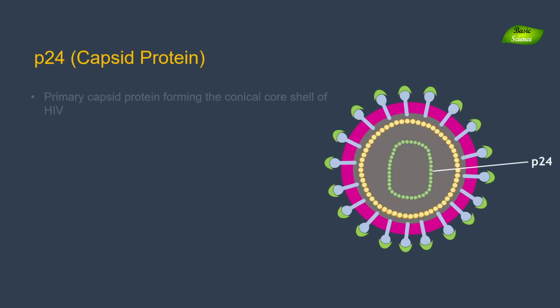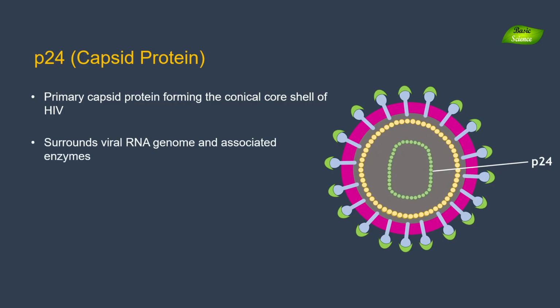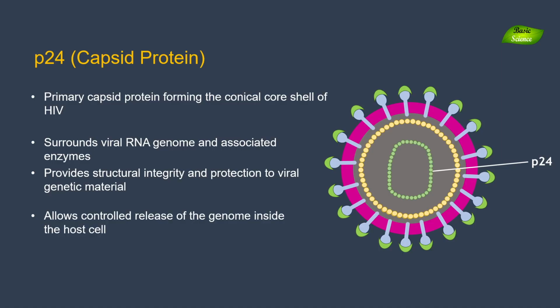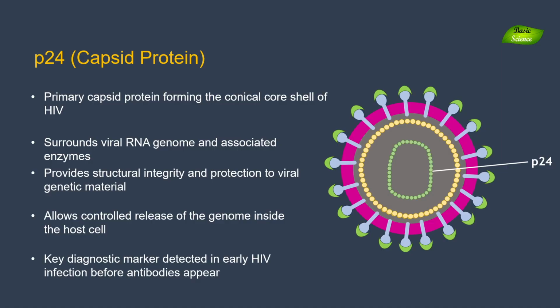p24, capsid protein. Primary capsid protein forming the conical core shell of the virus. Surrounds viral RNA genome. Provides structural integrity and protection. Allows controlled release of the genome inside the host cell. Key diagnostic marker for HIV infection.